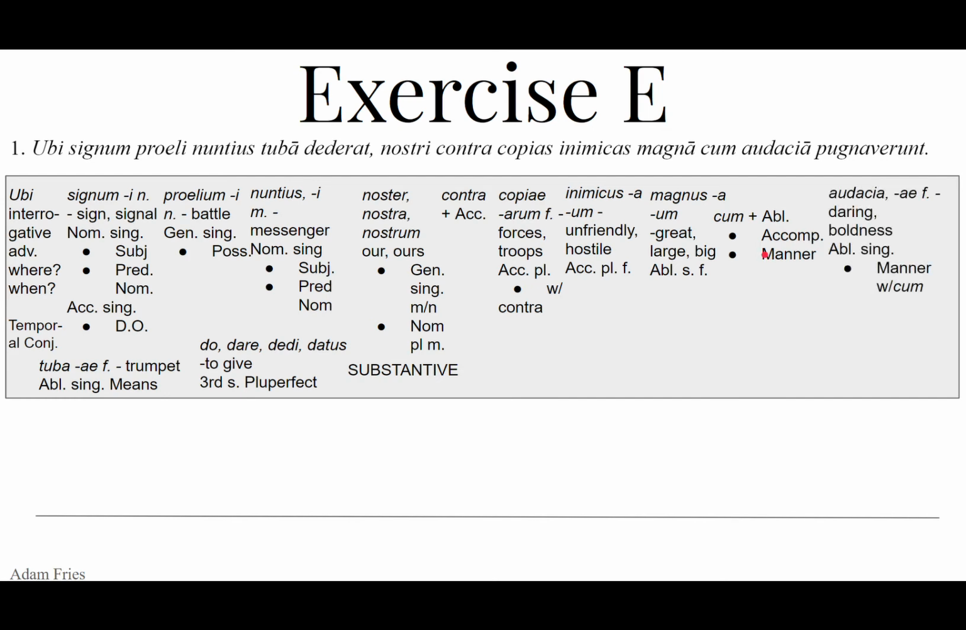And audacia, ae, feminine, daring, boldness. Okay, this is the ablative singular form because of the macron over the final a, audacia. Here we have magna cum audacia. So we know this is not accompaniment. This is, that's right, Wayne Manor, ablative of manner. It's describing the manner in which the action happened. How did the action happen? It answers the question how. It's adverbial.